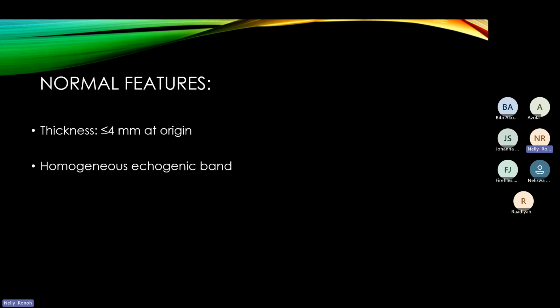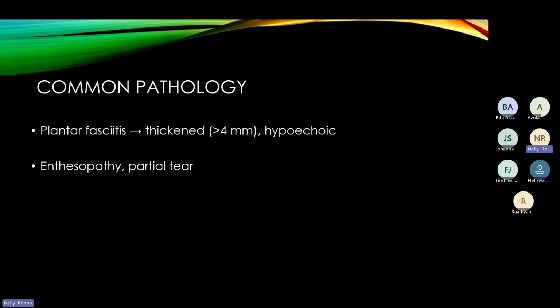So then we've said that the normal features should be less than or equal to 4 millimeters at worst, and that the echogenic band should be homogeneously echogenic. Homogeneously means it should appear the same all through. If it has any other appearance, then that could actually be a pathology. And as you can see, the common pathology that we get is plantar fasciitis, which would mean there is thickening of the plantar fascia itself, which is greater than 4 millimeters, and it would appear hypoechoic. Remember, the normal would be hyperechoic.